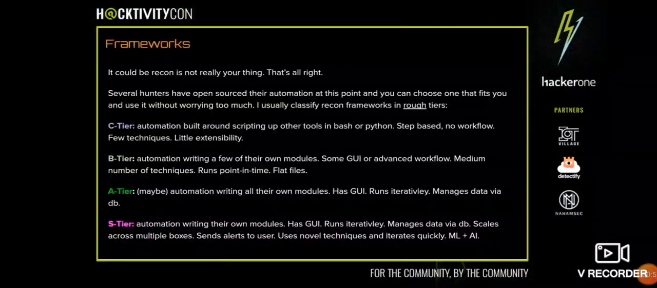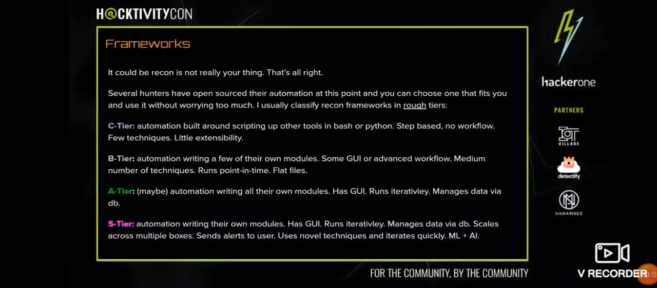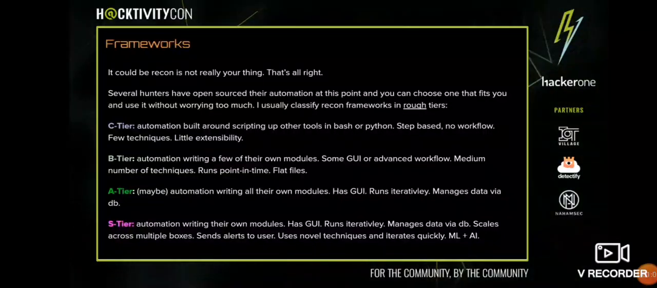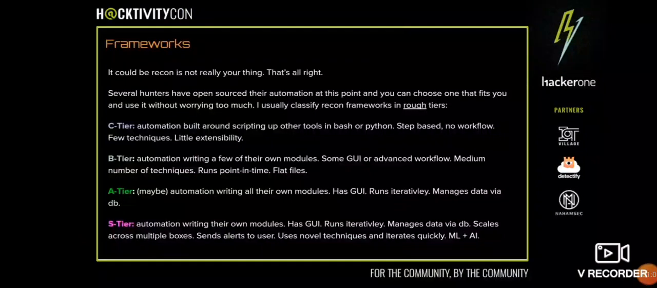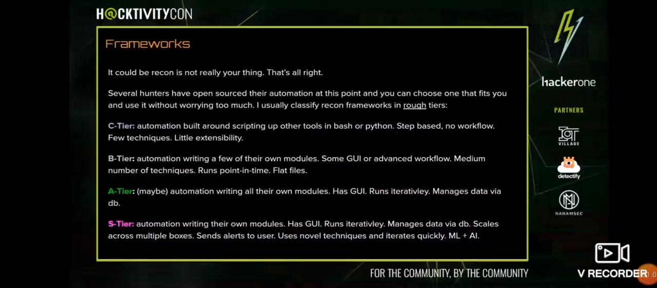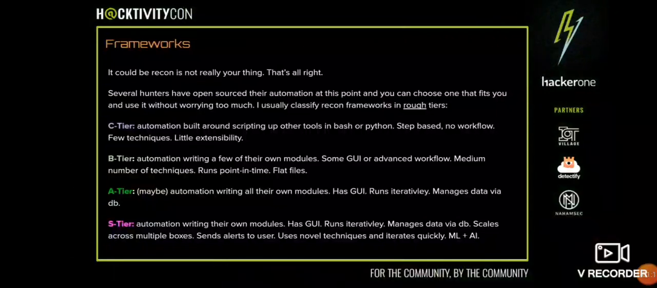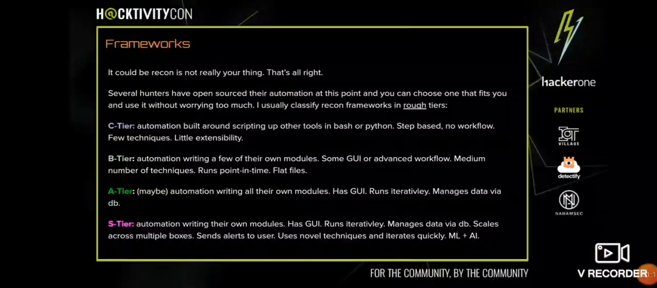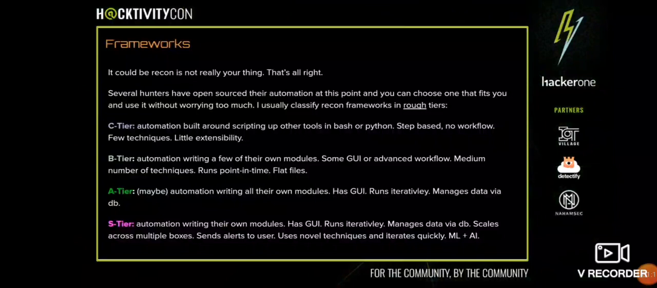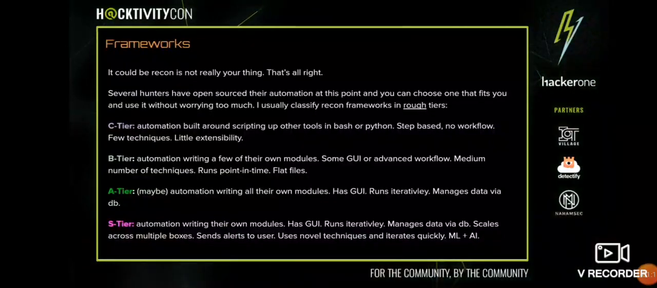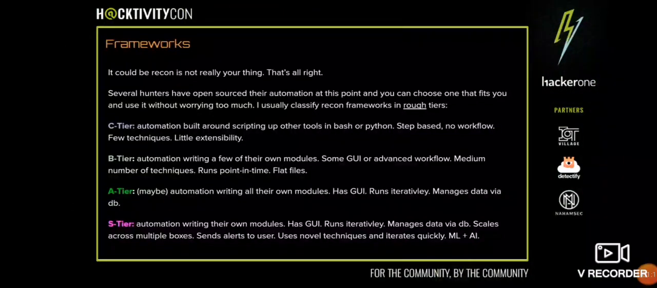C tier is pretty average, still good. B tier is getting better. A tier is really good. S tier is probably the best, right? So I put some functions that each thing would have. In a C tier, these frameworks are mostly building around other scripts and gluing them together in Python or Bash. They're step-based workflows. They only have a few techniques, maybe, and little extensibility in their output.